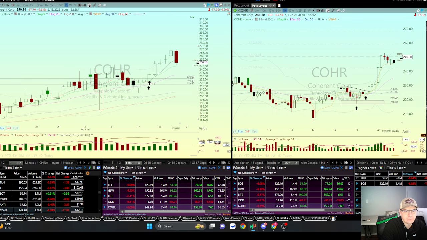So I should have been willing to add at each of these hourly candles right here into strength. I'm going to take this one away. I should have added all those. I should have bought here. I should have bought right around here. And then added these 3 spots. That's how this trade should have been done, which was like buy 100 shares, buy 100 shares, buy 100 shares, buy 100 shares, buy 100 shares.